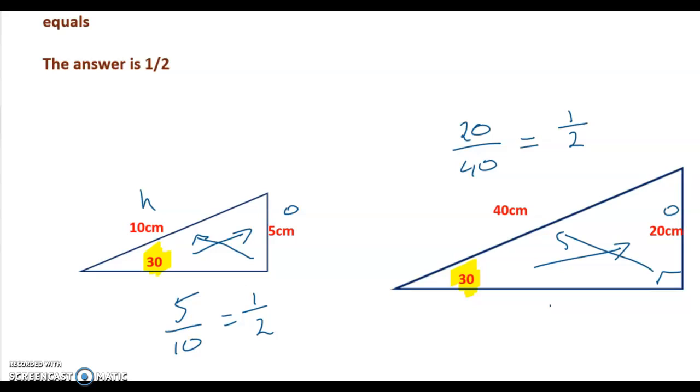If we were in class just now, I'd get you to draw a whole load of triangles with the angle 30 degrees, and then I would get you to put the opposite over the hypotenuse, and you would always get the answer 1/2.